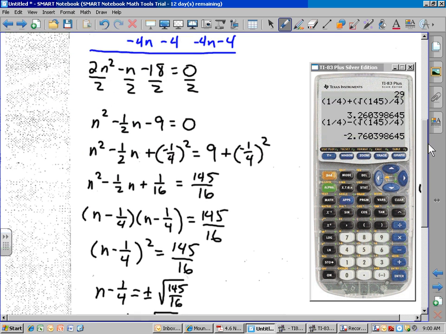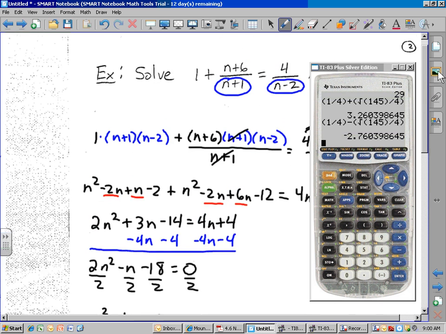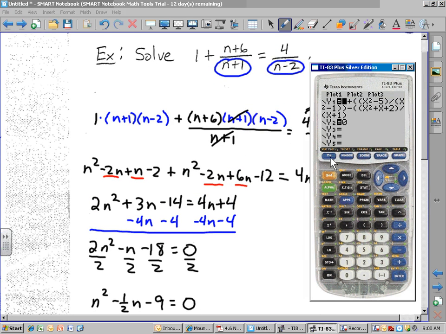Let's go ahead and look at the original problem. We're going to go to y equals. Type it in. 1 plus x plus 6 divided by x plus 1. Again, we have to use x instead of n. And again, I'm going to subtract over the 4 divided by n minus 2, or in this case, x plus 2. I'm sorry, 4 over x minus 2. We want it to be equal to 0. That allows us to graph it and look for x-intercepts.